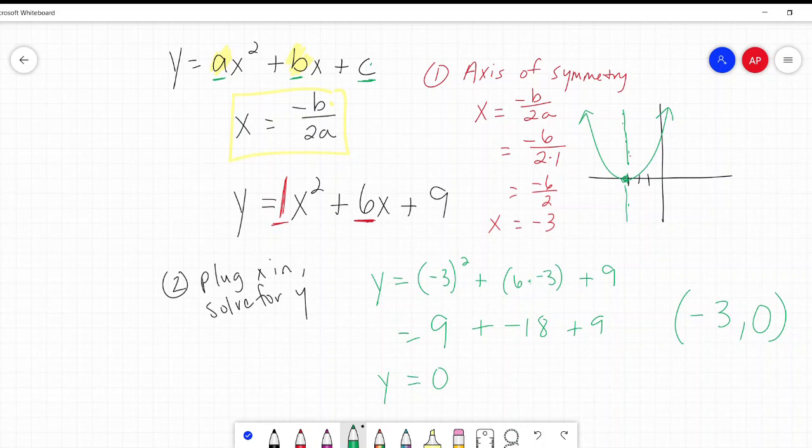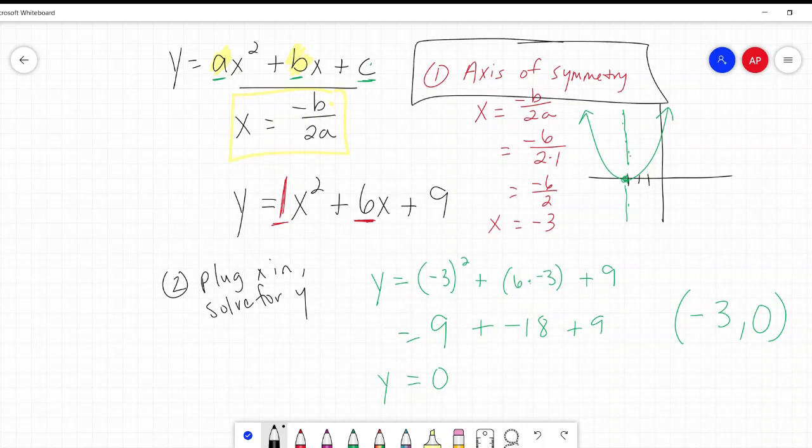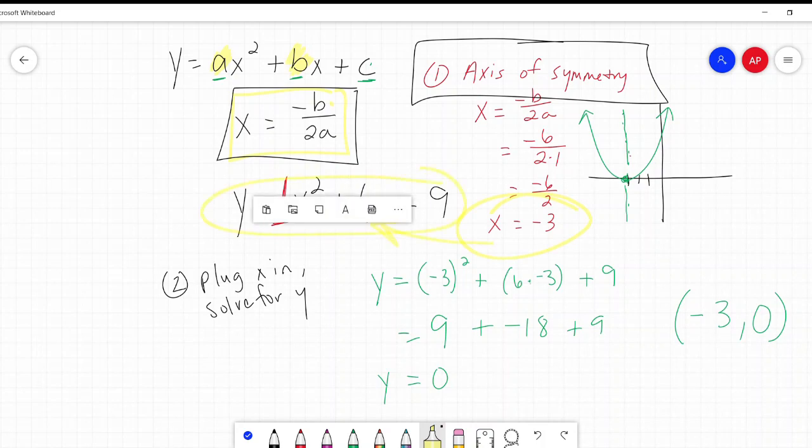So again, our 2 steps here. 1, find the axis of symmetry using x equals negative b over 2a. Then take that x and plug it into your original equation. This lets you solve for y. And then you have your answer. You have your x from step 1 and your y from step 2.